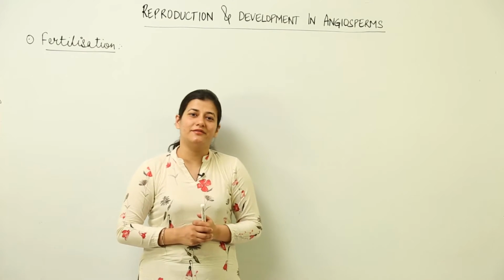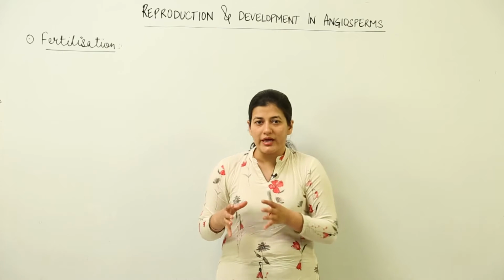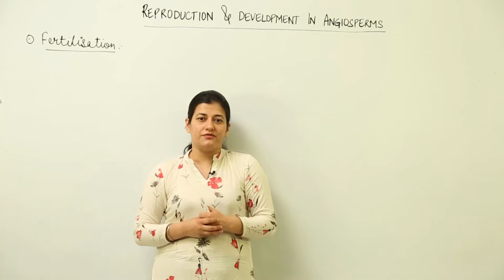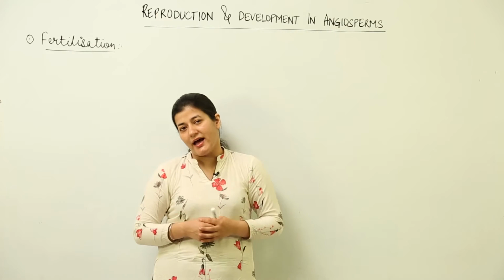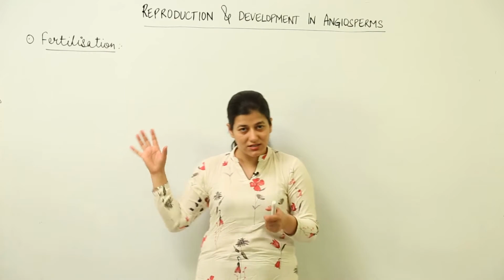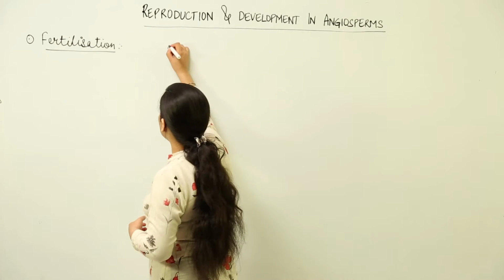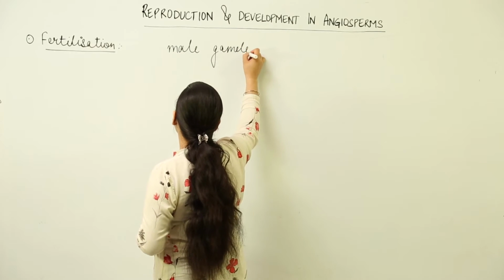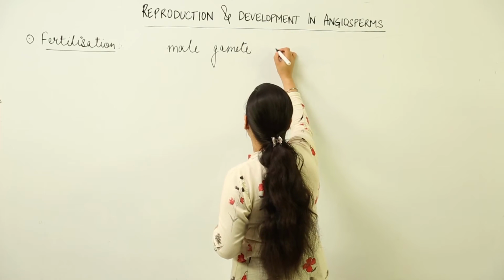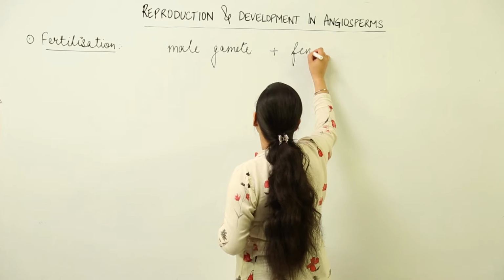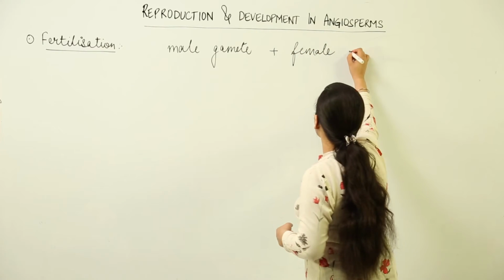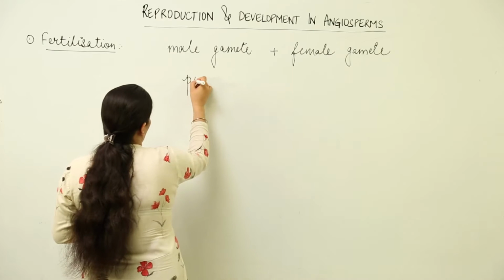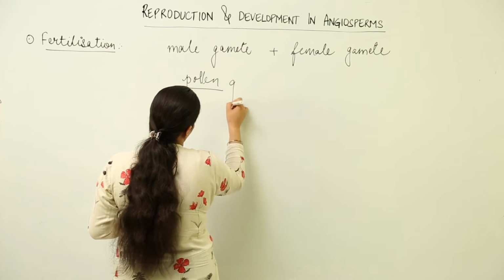So the next topic that we have now is fertilization. Till now we had seen that when we look at reproduction and development in angiosperms, we broadly classify the entire event into 3 stages, and one of the stages was that of fertilization. This is the important stage where the male gamete, which is formed as a result of formation of the male gametophyte, and the female gamete are going to fuse together to form the zygote.